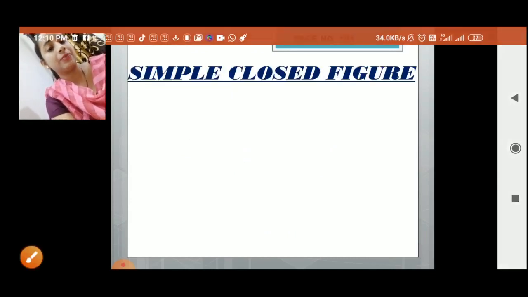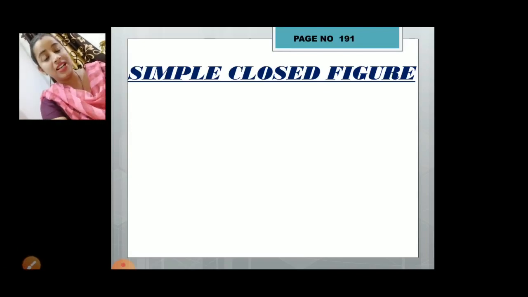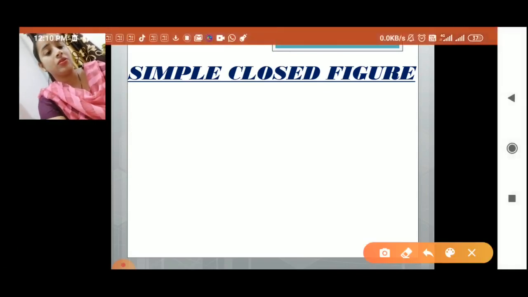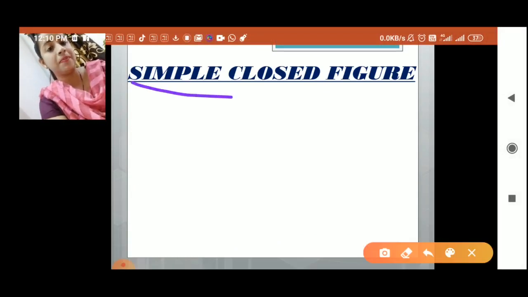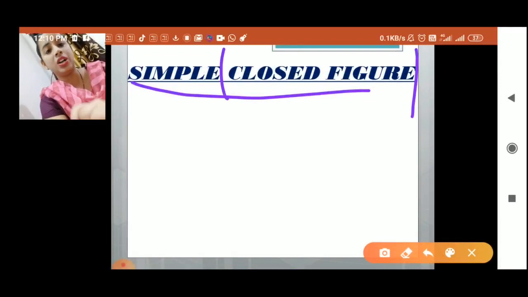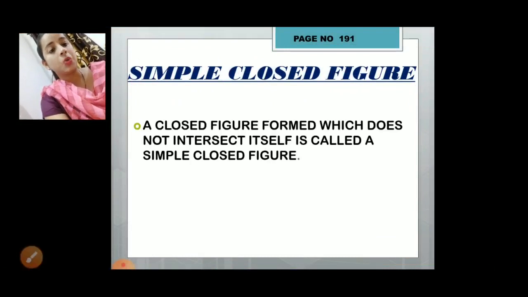So let's come to another definition. So here we are with simple closed figure. What is a simple closed figure? The first thing you should keep in mind, for a figure to be a simple closed figure, it is necessary for it to be a closed figure, right? So let's see the definition. A closed figure which does not intersect itself is called a simple closed figure.